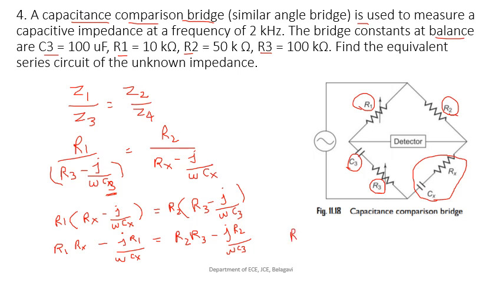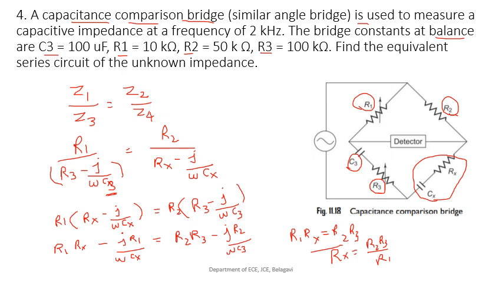Equating real and imaginary parts, you will have R1 Rx is equal to R2 R3. With this you can find the value of Rx. So Rx will be R2 R3 divided by R1. All values are there: R2 is 50 kilo ohms, R3 is 100 kilo ohms, and R1 is 10 kilo ohms. It is in the problem. If you solve for that, you will get it. Same way, you can find the value of Cx.